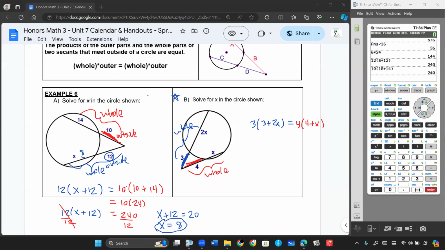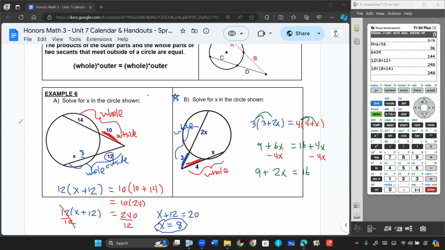Again, we're going to solve this out. So this one is going to require some distributing because we have an x on both sides. So let's go ahead and distribute that so we don't have to awkwardly deal with decimals. So we'll have 9 plus 6x, and then over here I'm going to have 16 plus 4x. I'm going to want to subtract the 4x from both sides. So it's going to be 9 plus 2x is equal to 16.